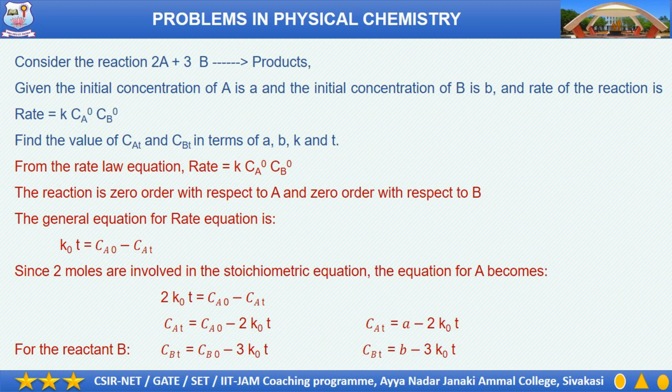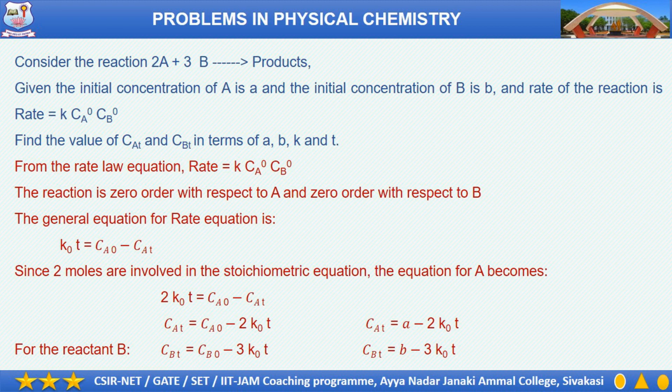Our difficulty level, we will see 3 types of problem, of which only one would be asked. First problem: find the value of C of A at time t and C of B at time t in terms of A, B, K, and time t. First we will work out this, then we will continue our problem.